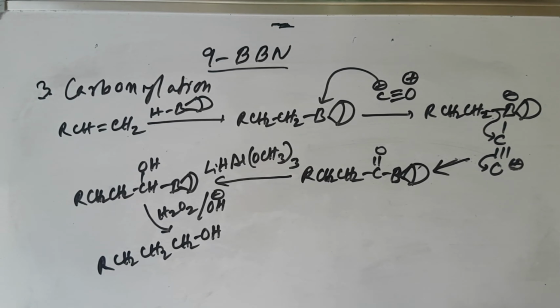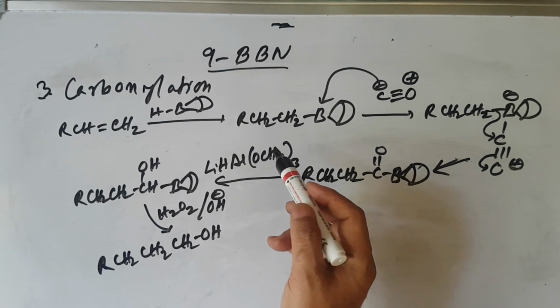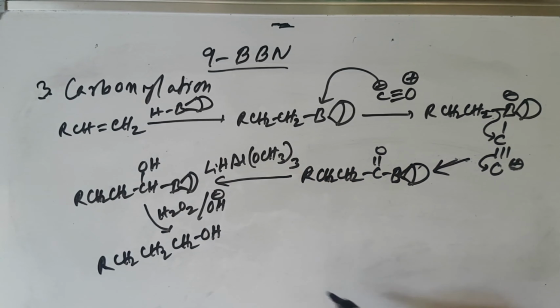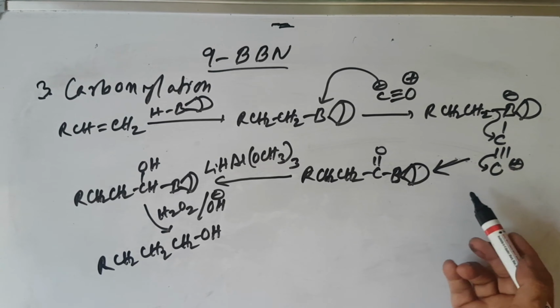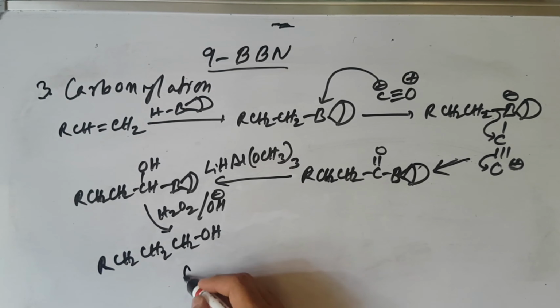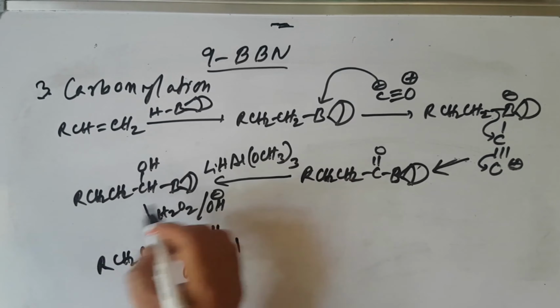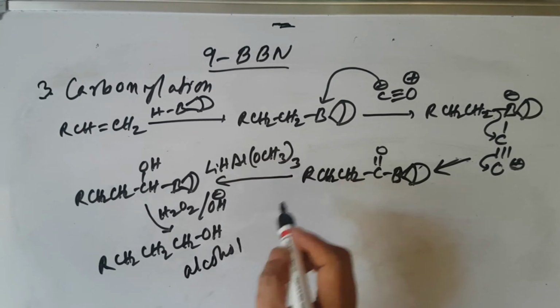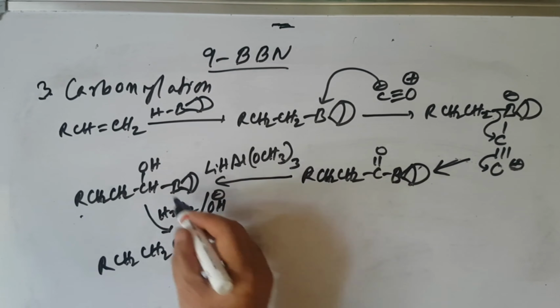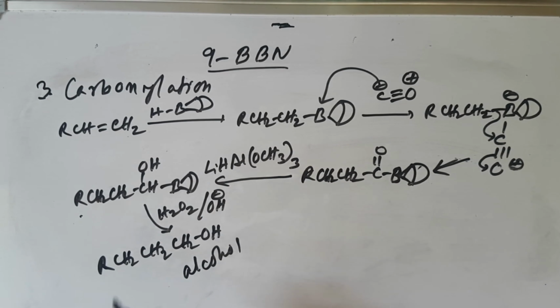So the reaction of the alkyl boron obtained from hydroboration of an alkene with 9-BBN with carbon monoxide will give this product, and we get the alcohol. It can be modified: if you use lithium aluminum hydride, this product can undergo further reactions.